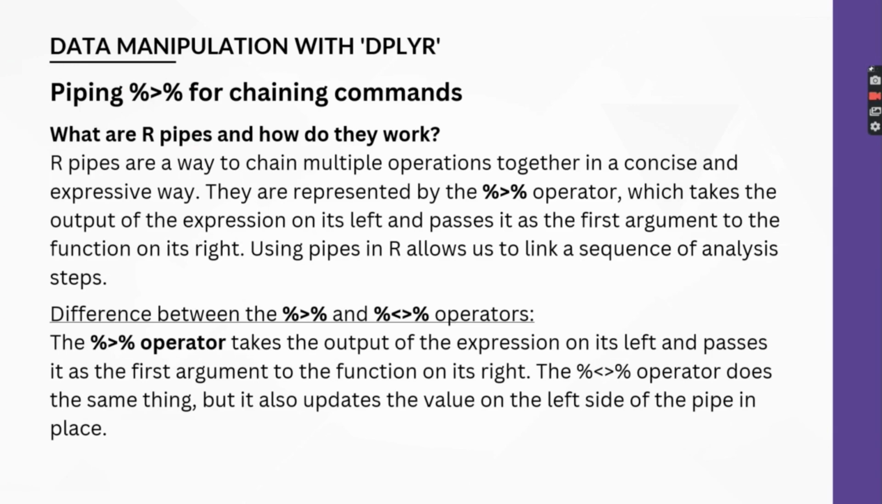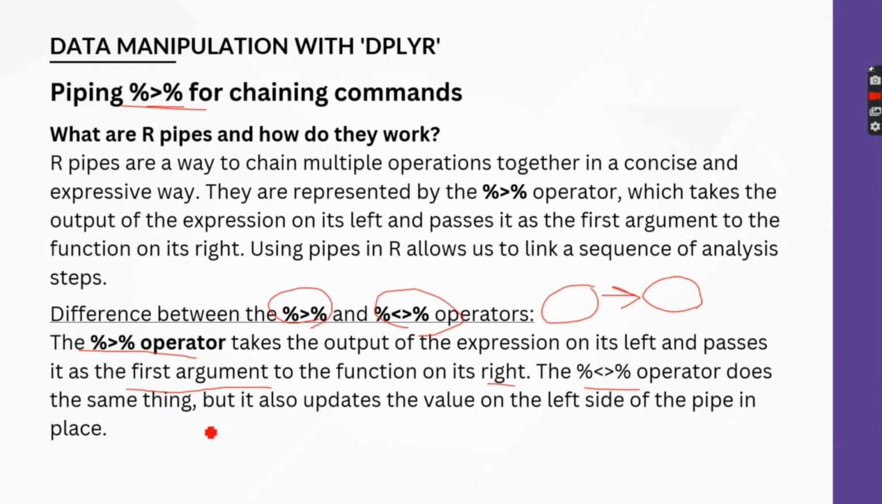How can we do this here? We can use the chaining commands like this. So now there are two chaining commands. One is this and the other is this. There are two chaining operators. This operator takes the output of the expression on its left and passes it as the first argument to the function on its right. That is, it takes the expression from the left and passes it to the first argument on the right.